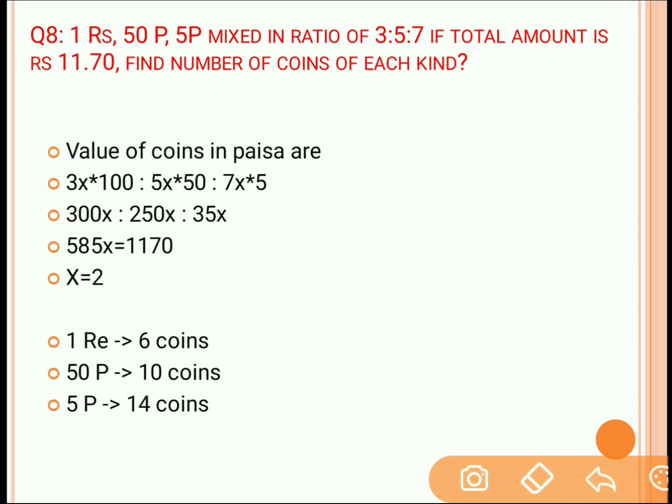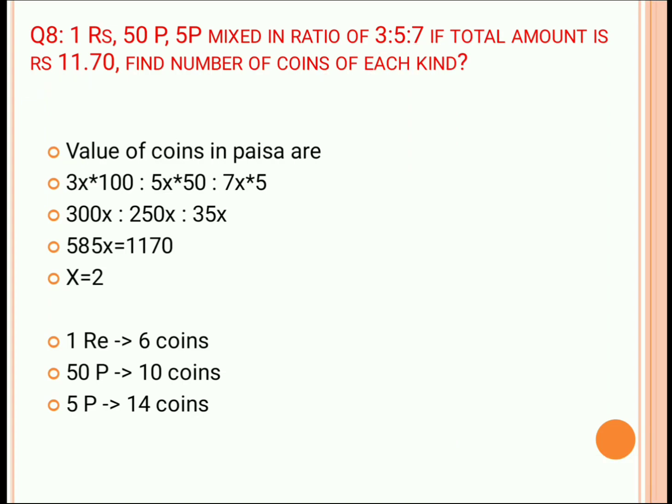Here in the question, the ratio was given in terms of the numbers, but we have to convert it into the value because the total value is given. So this ratio, which is in numbers, has to be converted into its respective values, and from that we can find out the number of coins of each kind.